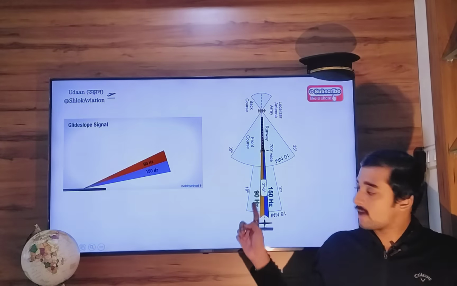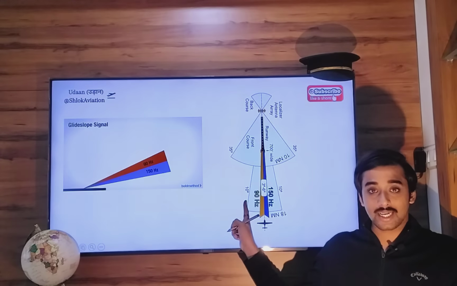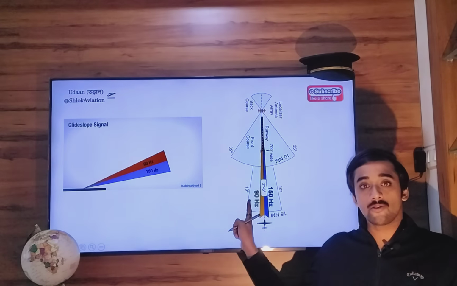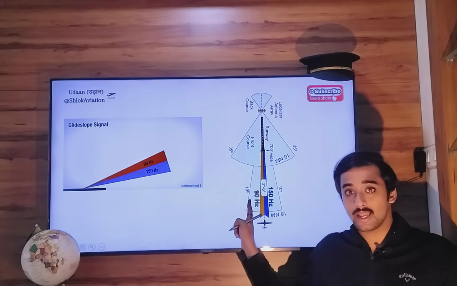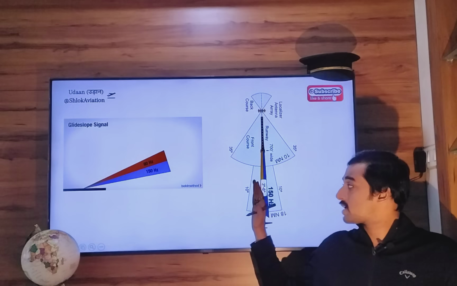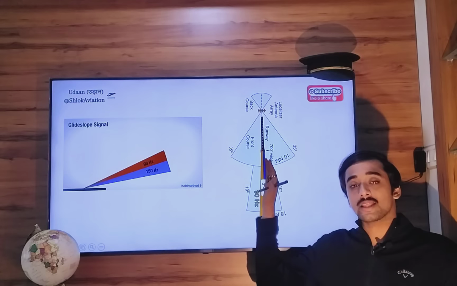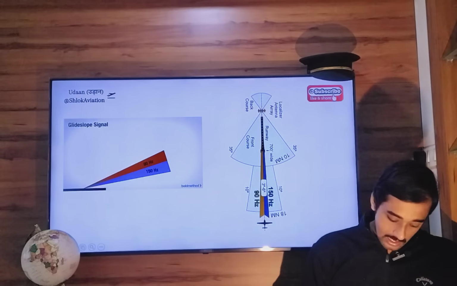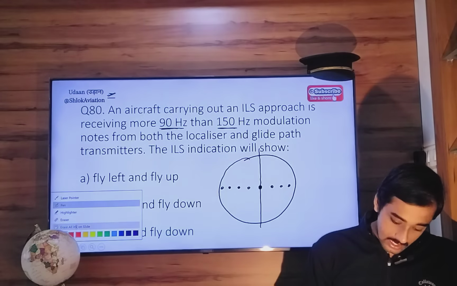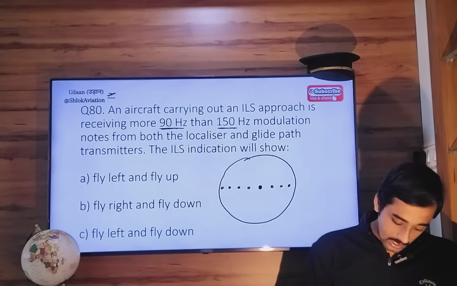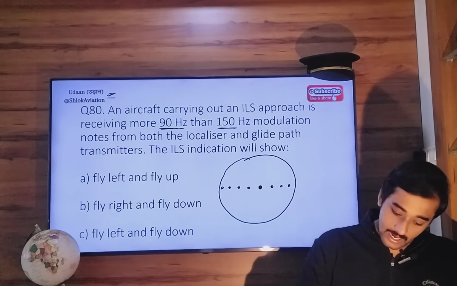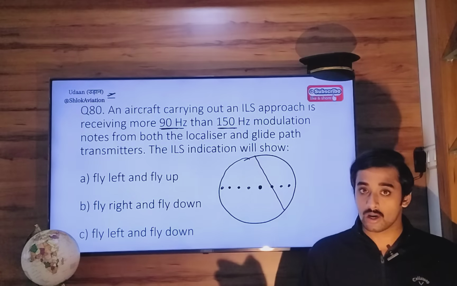So if you go to the left hand side where you receive 90 Hz signal, your CDI indication will give you a right hand indication, meaning your extended runway center line is to the right hand side. So you have to turn right to intercept that and then fly along that track. Correct? So if you are receiving more of 90 Hz signal, in case of localizer, you are going to get a right hand indication for localizer.